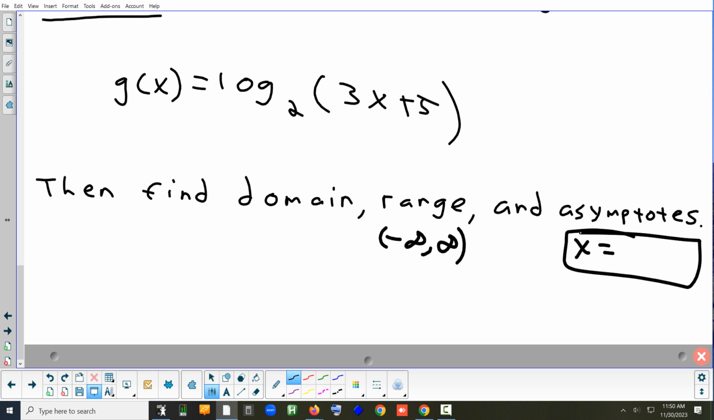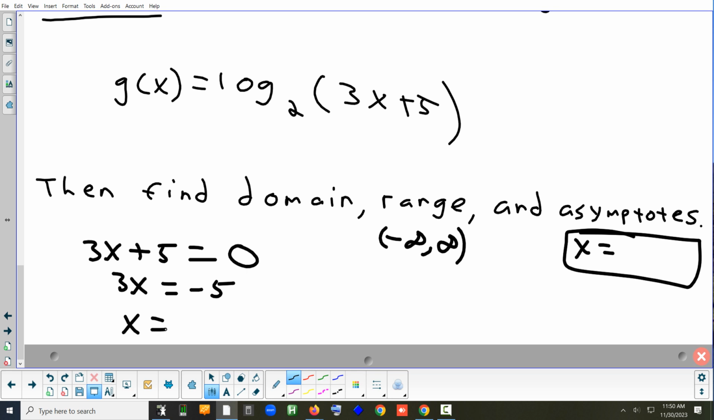Okay, how did I say to find the vertical asymptote? Take what and set it equal to what? Take the argument, set it equal to 0. So 3x equals -5. What's my vertical asymptote? -5/3. Which is about -1 and 2/3. It's exactly -1 and 2/3. Okay, so that's your vertical asymptote.